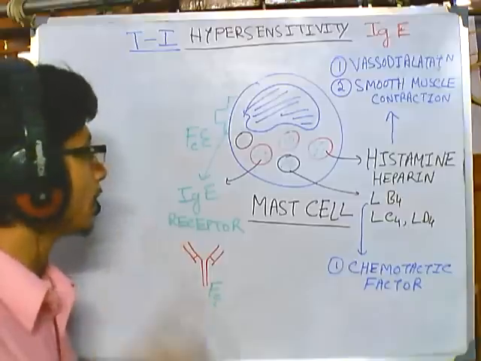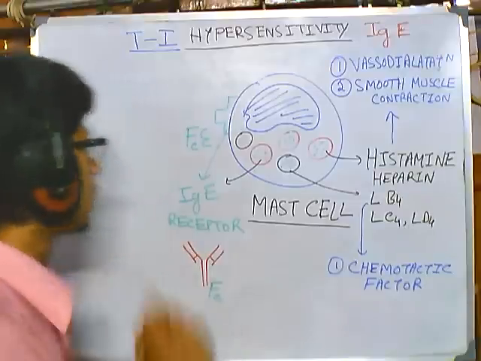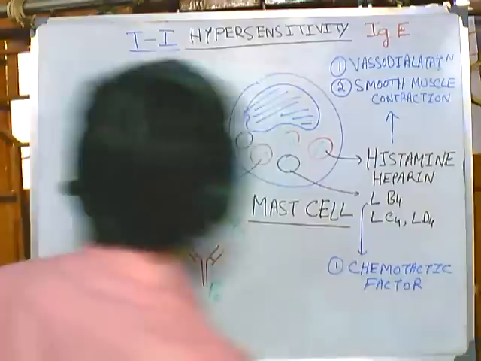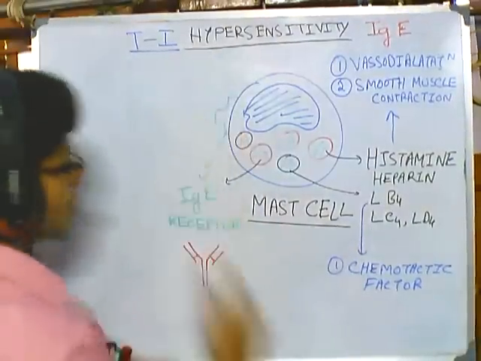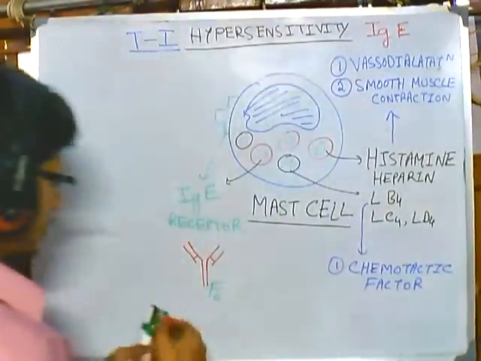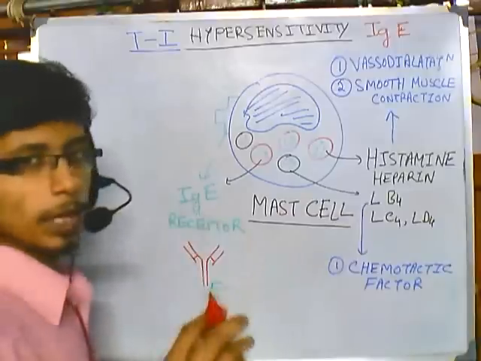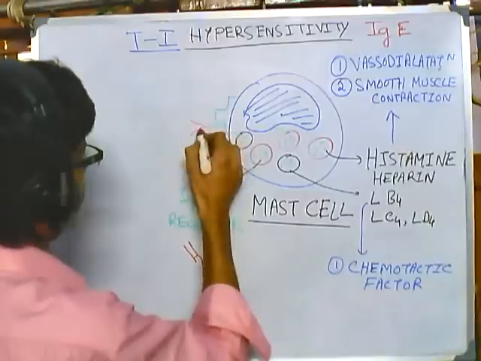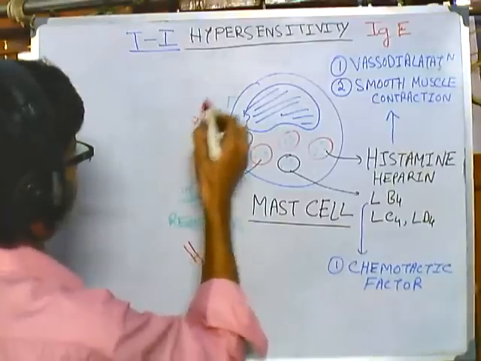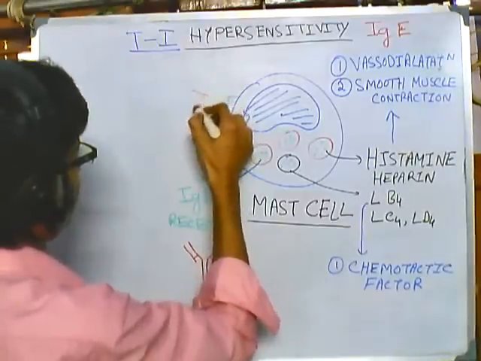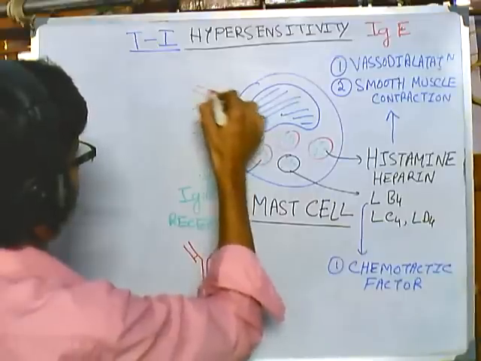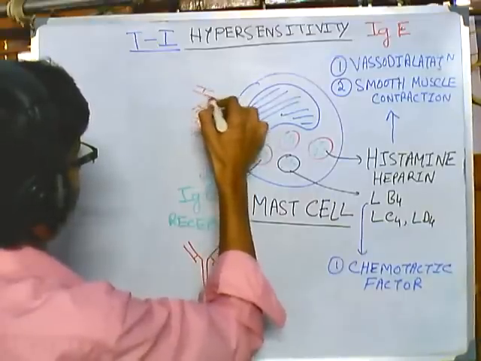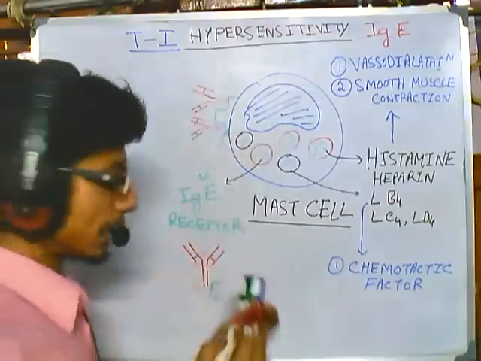Okay, now how is it happening? The general mechanism is that two IgEs are required. So say here comes the first one, and this is the second. Two IgE are required.